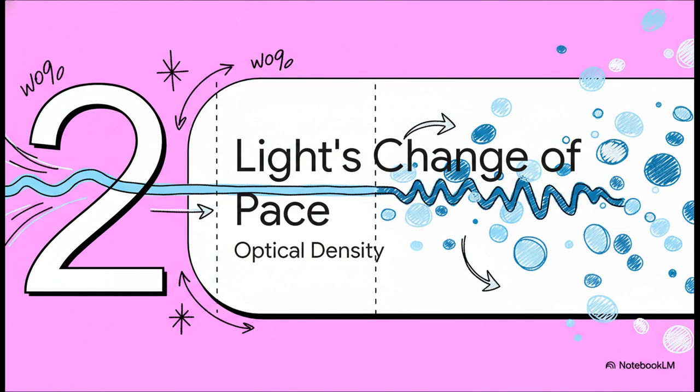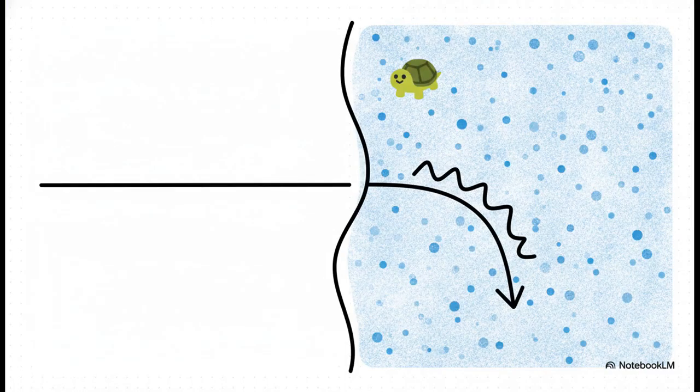Now this change in speed is tied directly to a property we call optical density. And just to be clear, this has nothing to do with how heavy or physically dense something is. It's all about how much a material gets in the way of light and slows it down. Think of it this way. An optically rarer medium, like air, is like a wide-open highway for light. It can just zoom through. But an optically denser medium, like water or glass, is like hitting rush hour traffic. The light just has to slow down. And we measure this traffic using something called the refractive index. The higher that number, the slower the light goes.